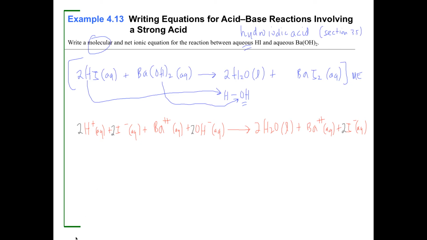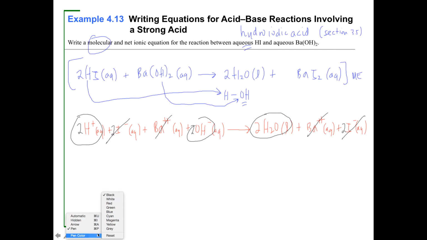All right, now let's go through here and get rid of everything that doesn't change. Looks like my iodides don't change. Okay, my barium doesn't change, but my protons do. There's no protons here in the end. My hydroxides do, because there's no hydroxides in the end. There's no water in the end. I mean, there is water in the end, but no water up here. So that's what changes. All right, let me do my net ionic equation in red.